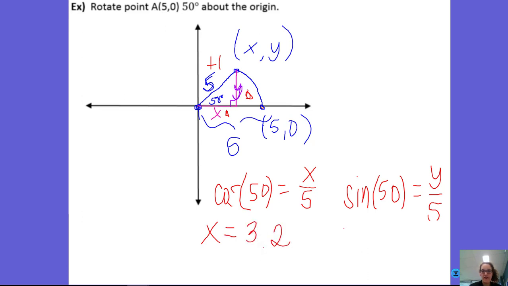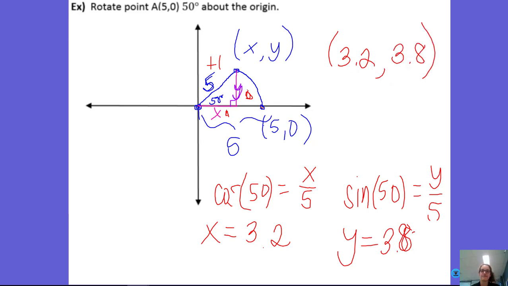3.2. And then for y, sine of 50 times 5 is going to be 3.83. So that rounds to 3.8. So if I'm rounding to the nearest tenth, the coordinates of this point are going to be 3.2, because that's my x direction. That's how much I'm going to the right. 3.2, comma 3.8. So if my x or y value had been bigger than 5, that would be an issue, because the hypotenuse always has to be the longest side. So we're good.